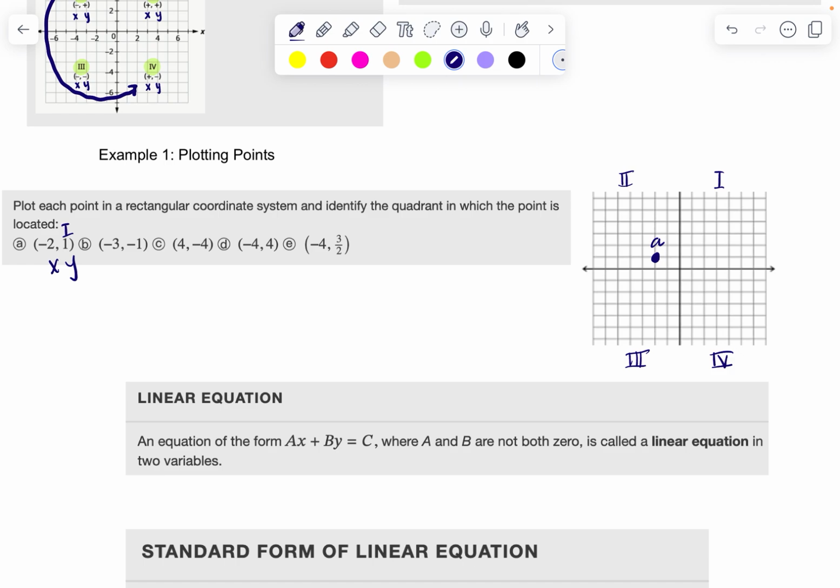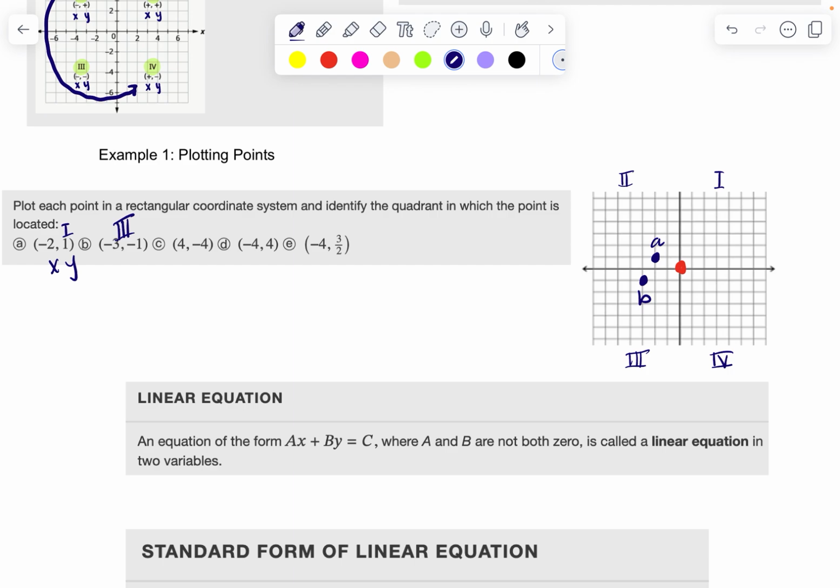Point B, -3, -1. So again, start at the origin. We start in the middle there. Let's make our origin red. Start in the middle. And then I'm going to go, because it's negative, I'll go left 3 and then down 1. That's point B. That's in quadrant 3.